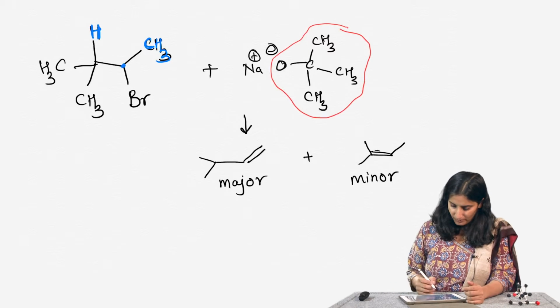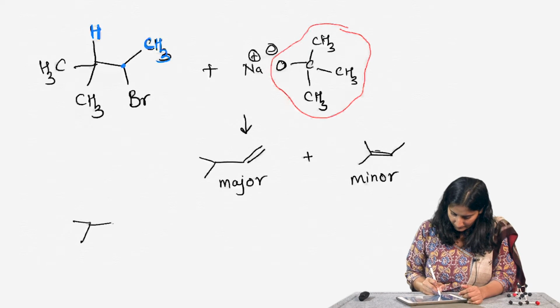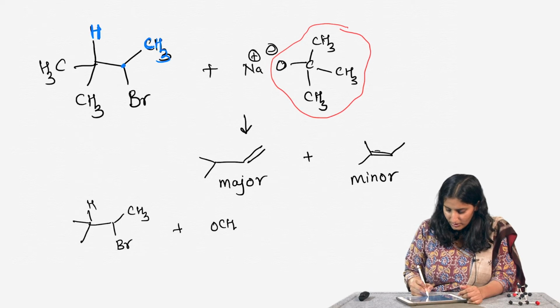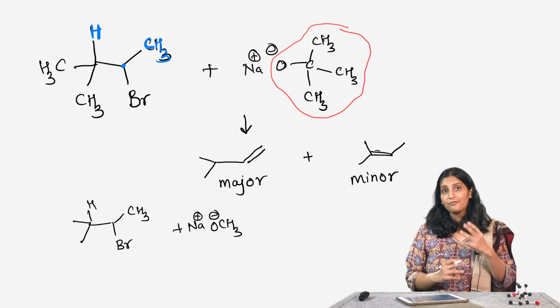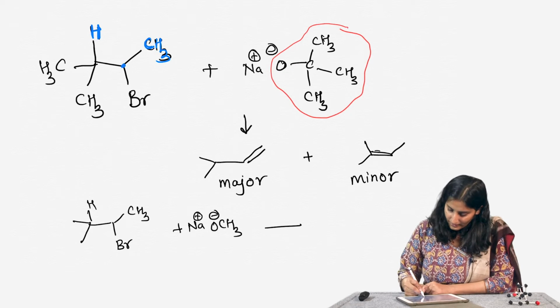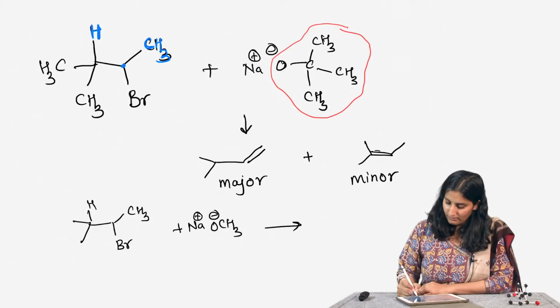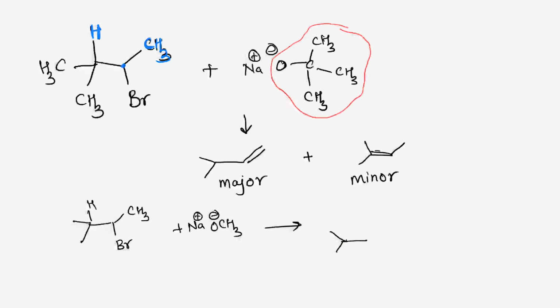Now, if I take the same compound and if I react it with a smaller base like sodium methoxide, this base would prefer picking up that proton from the more substituted carbon, and it would result in exactly the opposite ratio, and we would form this as the major product and this as the minor product. So, one thing to pay attention to is also what kind of base we are using. Typically, really bulky bases prefer to form the less substituted product to avoid steric hindrance.